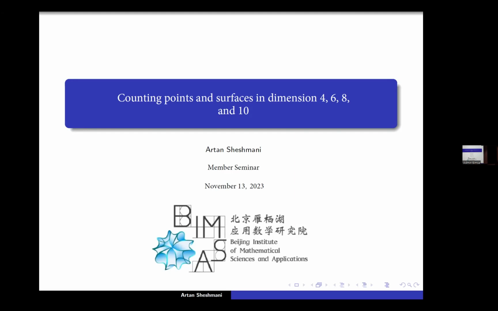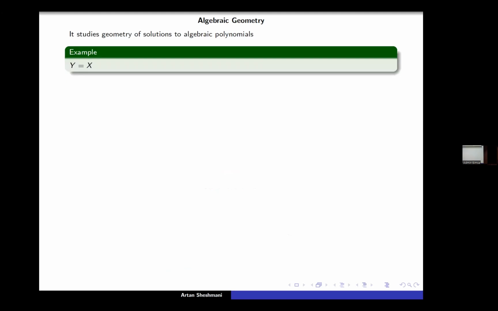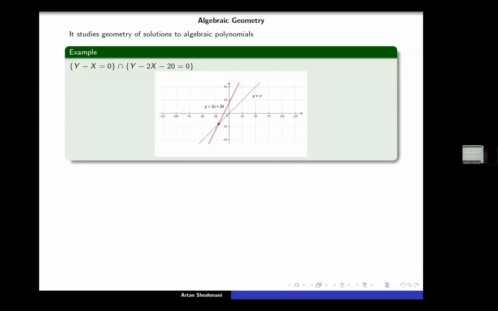Thanks for having me. So let me tell you what research I do. I'm an algebraic geometer. It's the science of studying solutions to algebraic polynomials. Calculus is one example: y equal to x, y minus x equal to 0. You graph it, you get a line. You can have systems of algebraic polynomials. You can graph them. You can look at intersections of these solution spaces. Interesting geometry can come out.